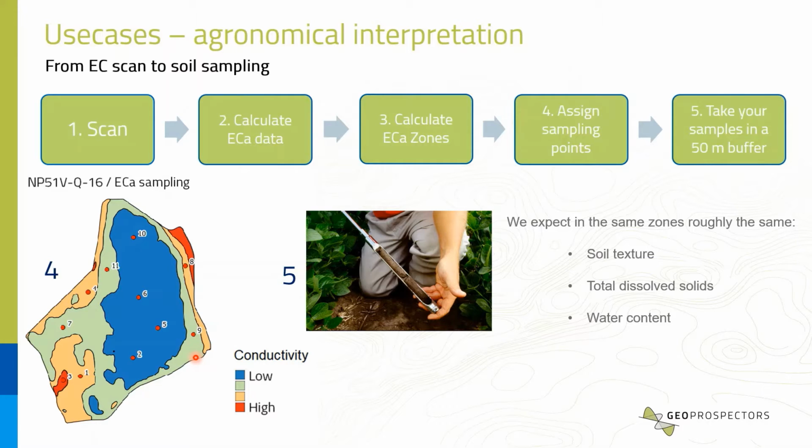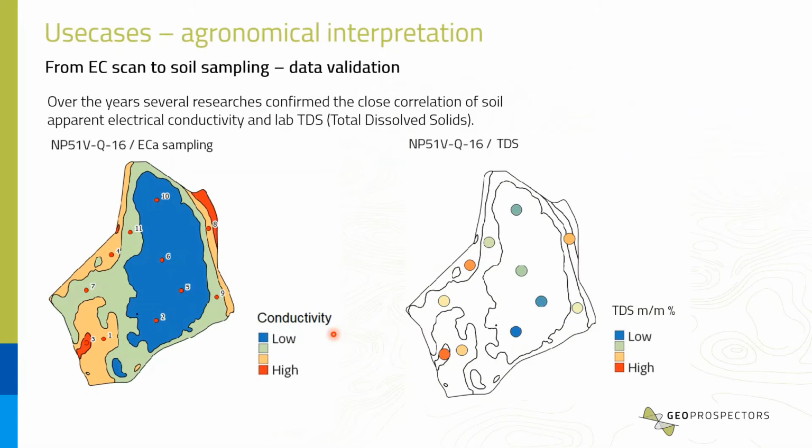If we decide to collect soil samples based on EC zones, we can expect that in the same soil zone or EC zone, we are going to have roughly the same soil texture, roughly the same total dissolved solids, and roughly the same water content level. Most probably at least once, you are going to verify the connection between the ECA sampling and the laboratory results.